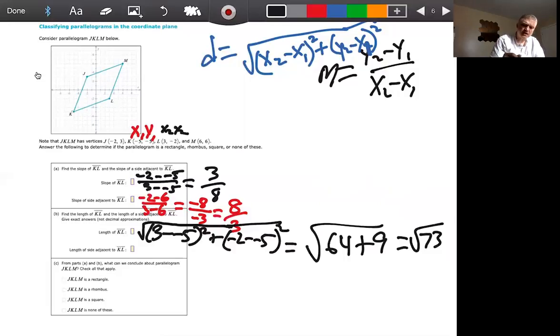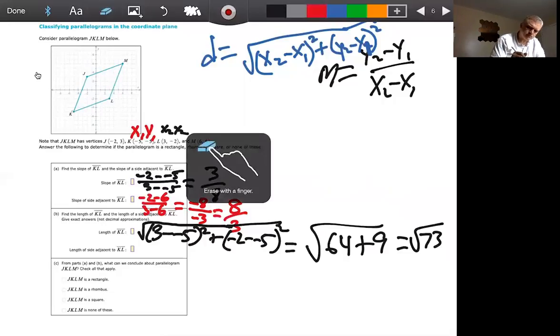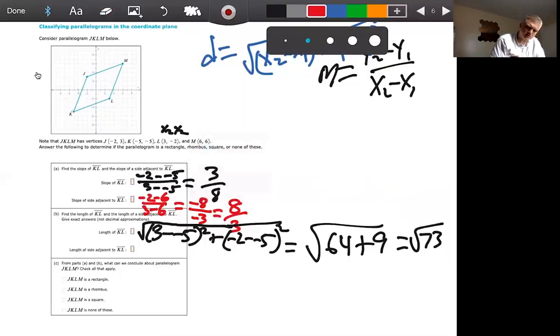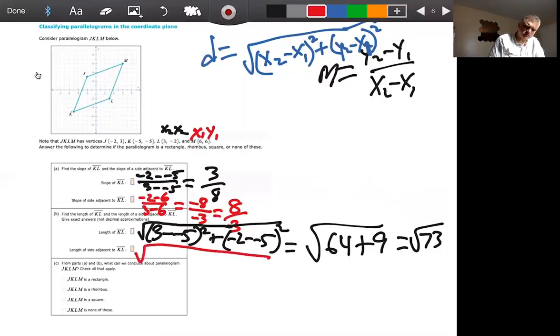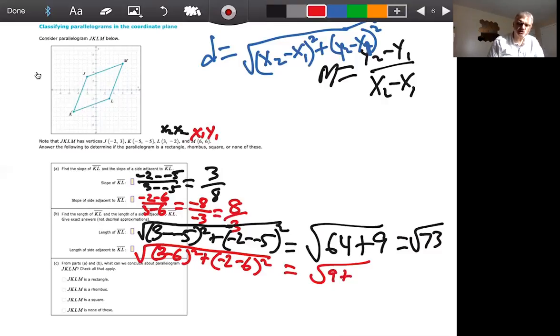Length of a side adjacent to KL. Well, let's do LM again. For LM, call M x1, y1. So we've got 3 minus 6 squared plus -2 minus 6 squared. 3 minus 6 is -3. Square it, you get 9. -2 minus 6 is -8. Squared, you get 64. Well, look at that.